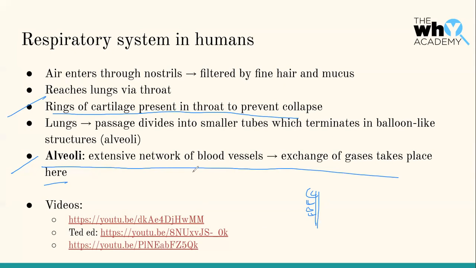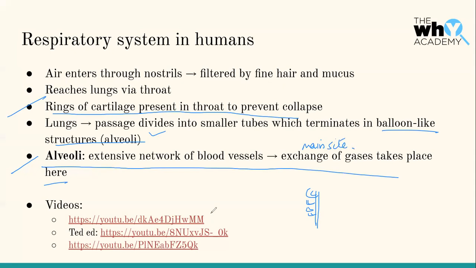Okay, and what happens in the lungs is, like I told you, the entire branching which is there terminates in balloon-like structures which are called alveoli. Okay, and what are they? They are basically an extensive network of blood vessels, and they are the main site where the exchange of gases takes place.